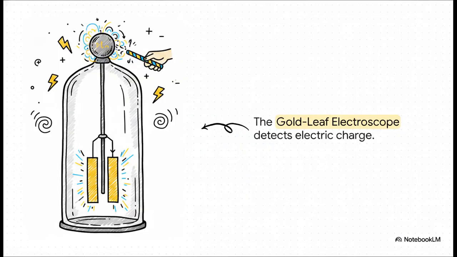Now, to prove these theories, early physicists couldn't just hook up a digital multimeter. They had to rely on historic detection tools like the gold leaf electroscope. It's a beautifully simple apparatus. You have a vertical metal rod housed in a box with two incredibly thin gold leaves hanging at the bottom. When a charged object touches the metal knob at the top, the charge flows down the conductor to the leaves, and because like charges repel, the leaves push apart. The wider they diverge, the greater the amount of charge.